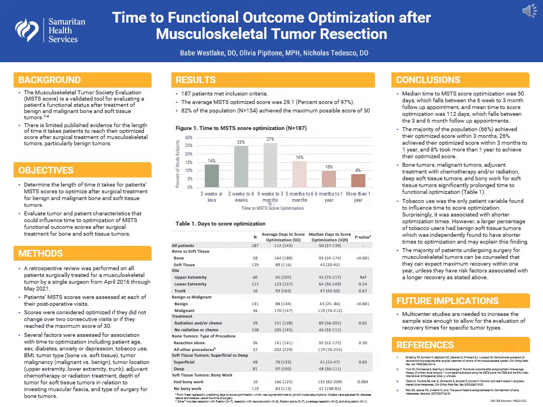Key conclusions: the median time to MSTS score optimization was 50 days. The majority of the population, 66%, achieved their optimized score within 3 months. Bone tumors, malignant tumors, and patients that underwent adjuvant treatment with chemotherapy or radiation had a significantly higher time to functional optimization. And tobacco use was the only patient variable found to influence time to score optimization. However, this was associated with a shorter time to optimization.